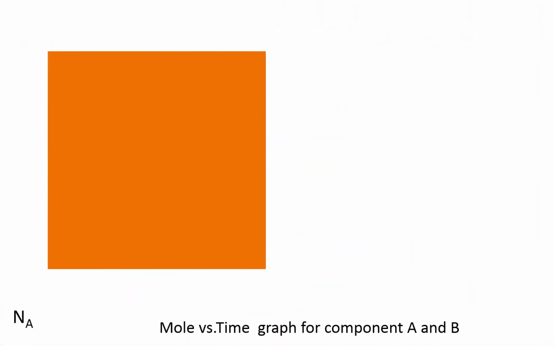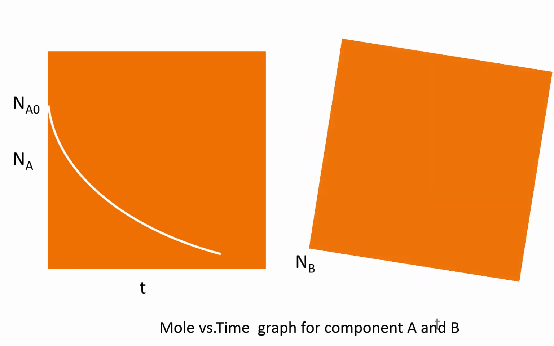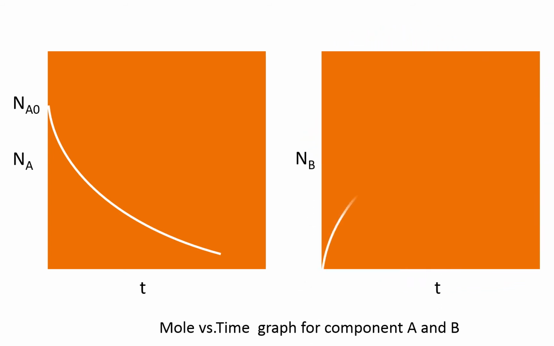As illustrated in the figure shown, in a batch reactor, the conversion is a function of time. The number of moles of reactant A decreases with time, and the number of moles of product B increases with time.